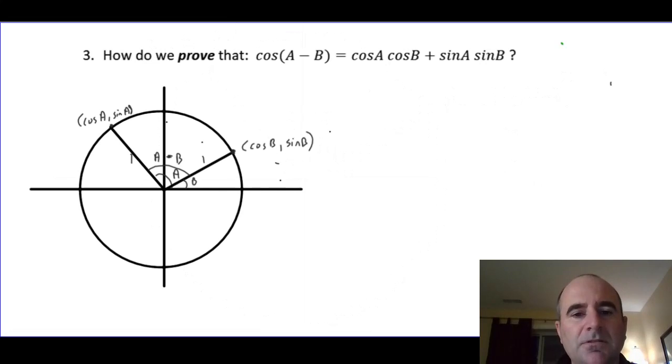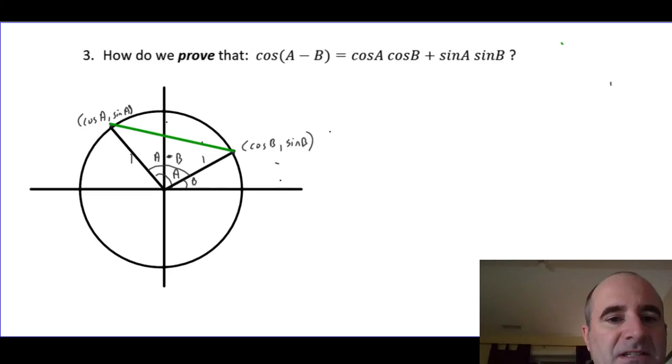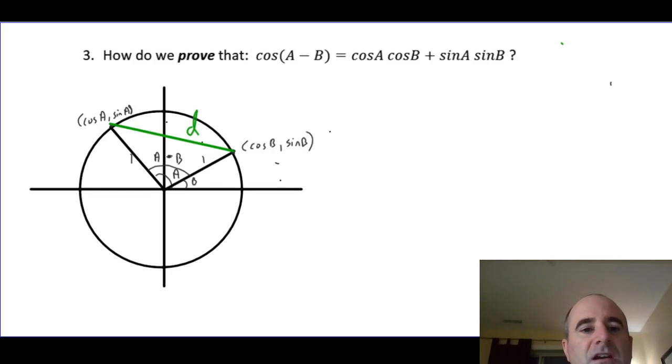Now, the gist of this proof lies in the fact that there are actually two ways to calculate the distance between these 2 points right here. So I'm going to draw a line across here, okay? And we're going to call this distance D, D for distance. And notice the triangle we have here, from here to here. This triangle has a side length of 1, another side length of 1, and an angle of A minus B.